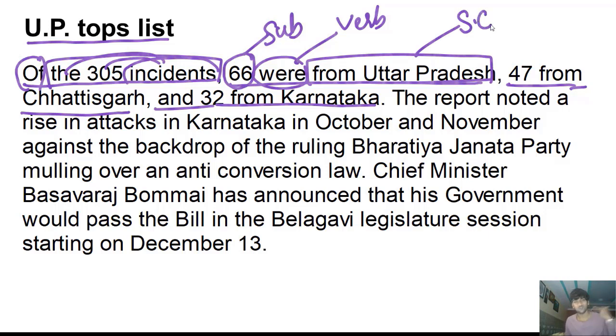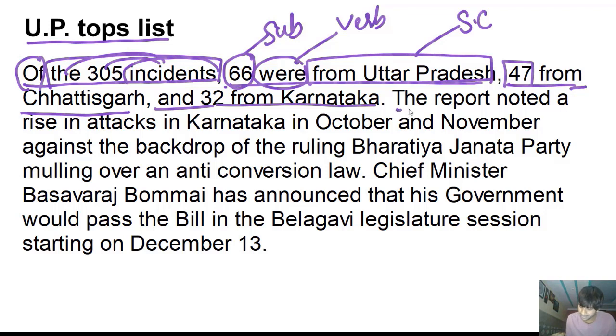After a linking verb, you always have a subject complement, either a noun or an adjective or a prepositional phrase. 66 were from Uttar Pradesh, 47 were from Chhattisgarh, and 32 from Karnataka, right? So this is a simple sentence. The main clause, the independent clause, is 66 were from Uttar Pradesh, 47 from Chhattisgarh and 32 from Karnataka.